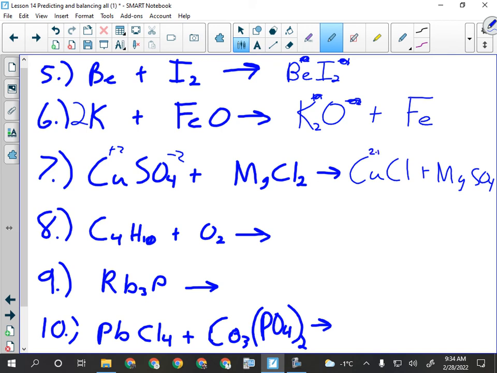So this is a 2+, this is a 1-. So we got CuCl2, magnesium's a +2, sulfate's a 2-, so that compound's fine the way it's written. All right, now I've got to balance this whole reaction. Done.